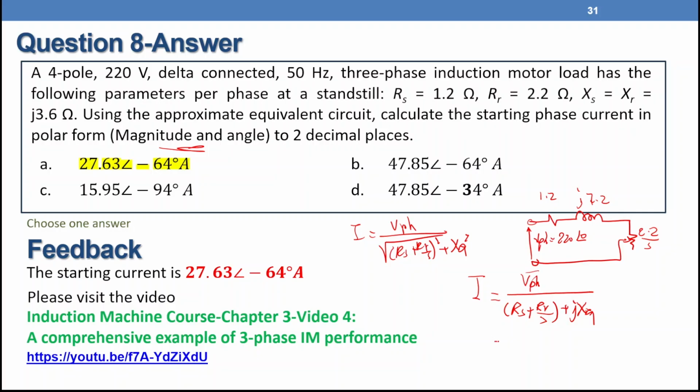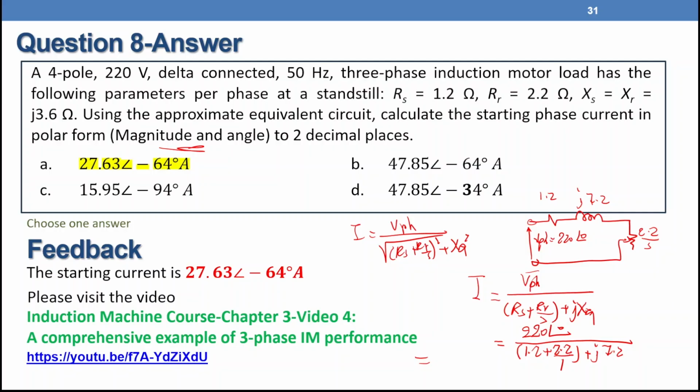So we are going to substitute here. That one is 220 angle 0. This machine is delta connected, so V phase equals V line, over 1.2 plus 2.2 over 1, because we have slip equals 1 at starting, J7.2. We need to calculate that one, changing it from rectangular to polar, and then we calculate the current. So we are going to find the current as a value.